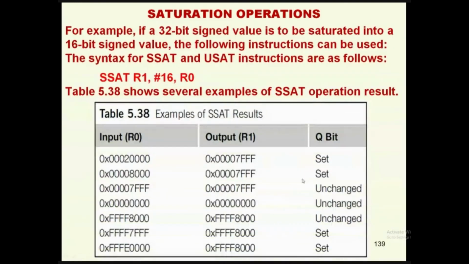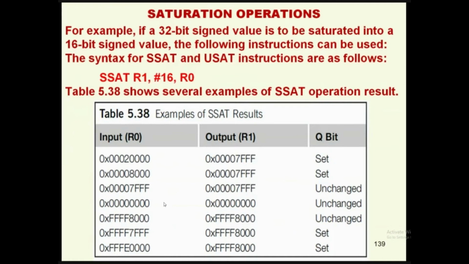Okay. So because one bit is greater, hence the Q flag will be set. Here R0 is at the maximum saturation level. It is 7FFF, and the output is also 7FFF, and the Q flag will not be set.